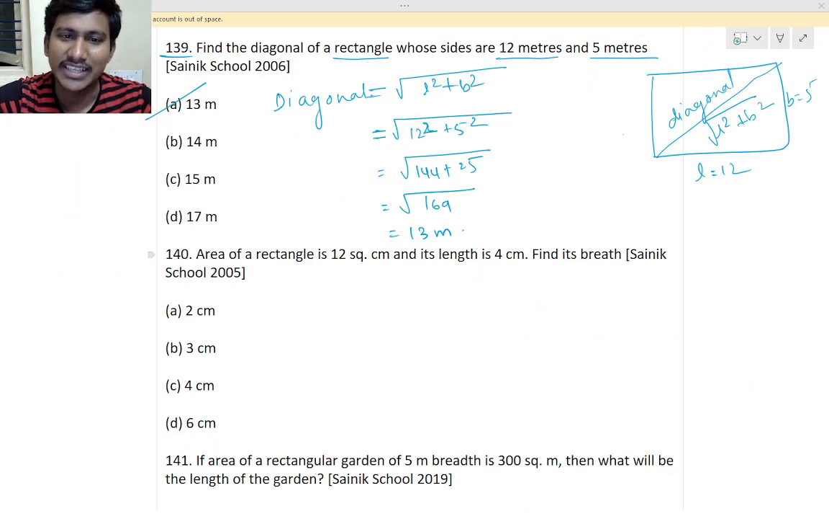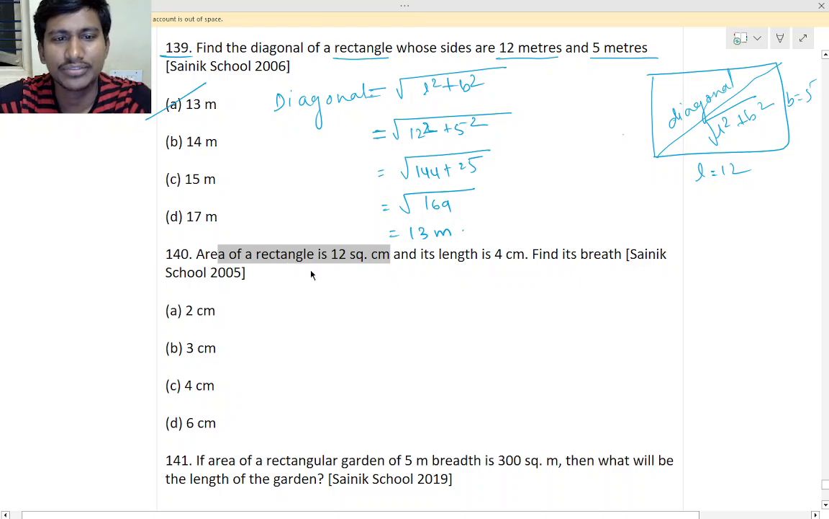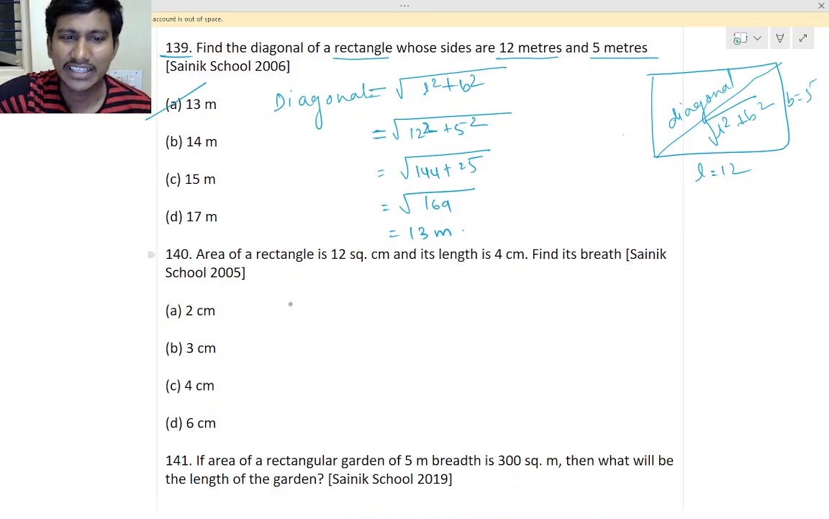So students, next 140, right? Area of rectangle is 12 square meter. Length is given 4 centimeter. We have to find the breadth. That is very easy. So here area is how much? 12 square meter, right? And length is 4 centimeter, right? Breadth, how do you find?